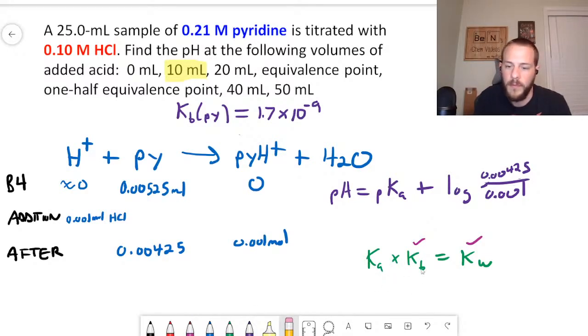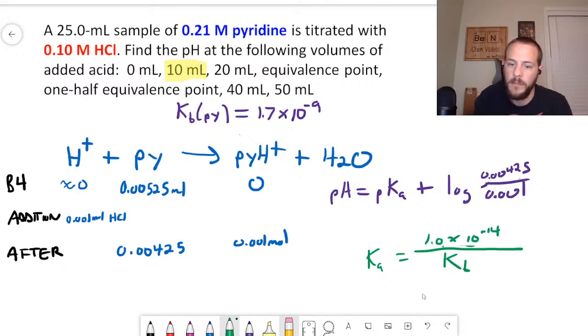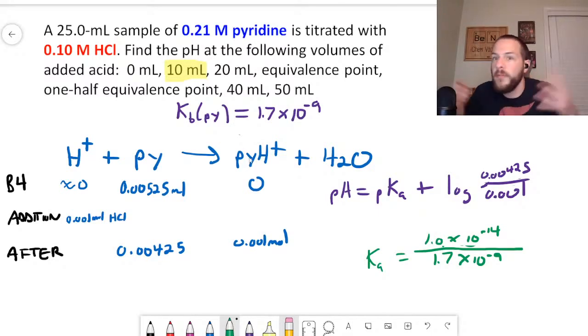It's just going to be Kw divided by Kb, right? And again, the only reason we're calculating Ka is so that we can get pKa to use in this Henderson-Hasselbalch equation. I hope that makes sense. So Kw is 1.0 times 10 to the minus 14, and Kb is 1.7 times 10 to the minus 9. Again, that's just from a reference table. Either the problem will give you that, or you'll have to look it up. So 1.0 times 10 to the minus 14 divided by 1.7 times 10 to the minus 9. Calculate that real quick.